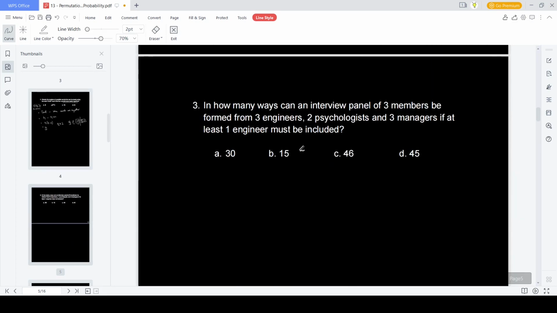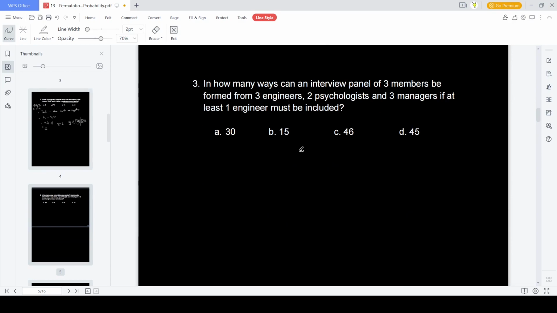Simple. Next question. In how many ways can an interview panel of 3 members be formed from 3 engineers, 2 psychologists, 3 managers if at least one engineer must be included? See, again, at least questions can be converted into total minus no engineers. So the members are 3. The total comes as the total number of members, so 3 plus 3 plus 2, that is 8. From 8 members you have to choose 3, that is the total.